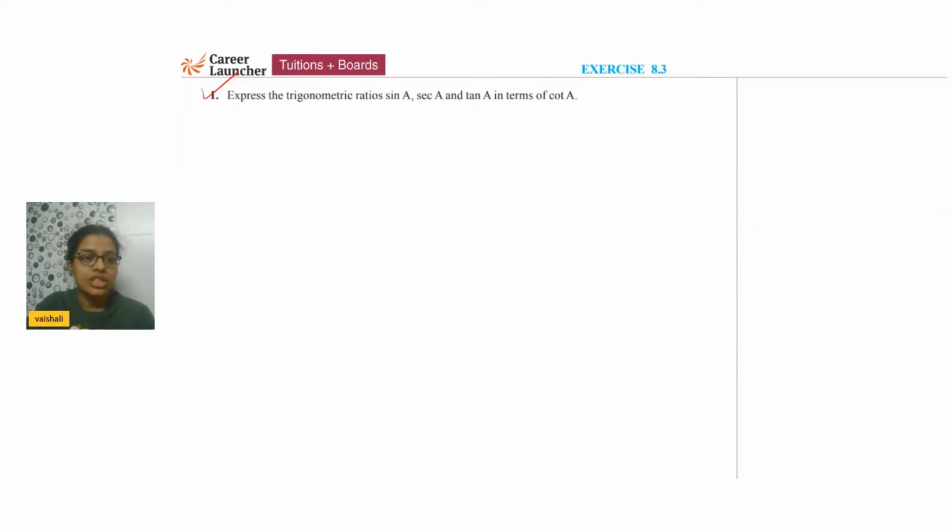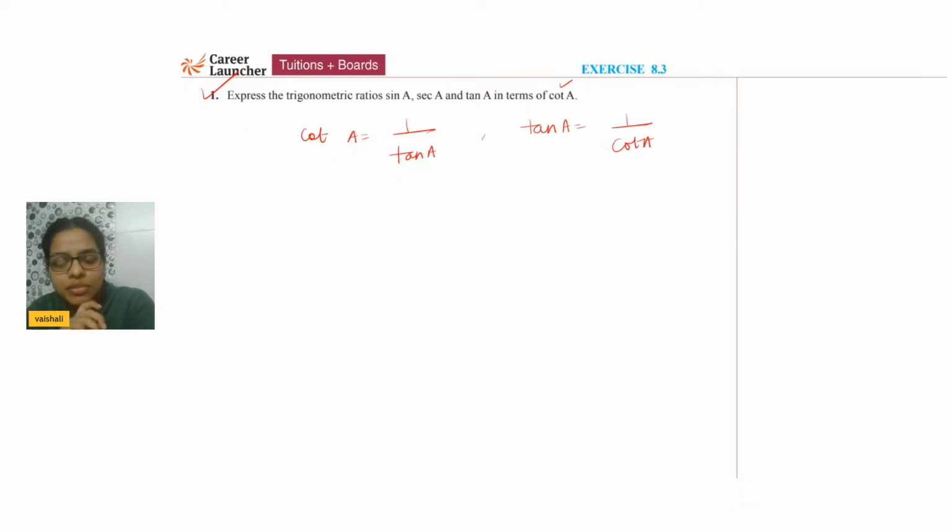The very first question is asking us to express the trigonometric ratios sine, sec and tan in terms of cot. First of all, let us understand the relationship between tan and cot. Cot is 1 by tan A, so I can similarly say the other way around that tan A becomes 1 by cot A. So I have expressed tan A in terms of cot. Now the next thing is secant in terms of cot. How can we do that?